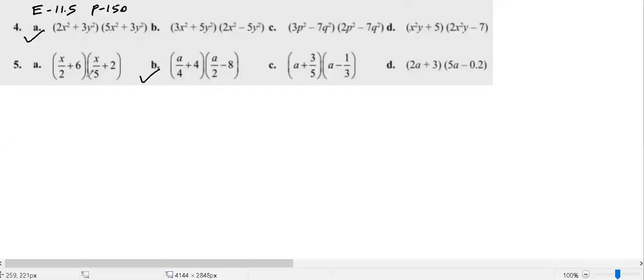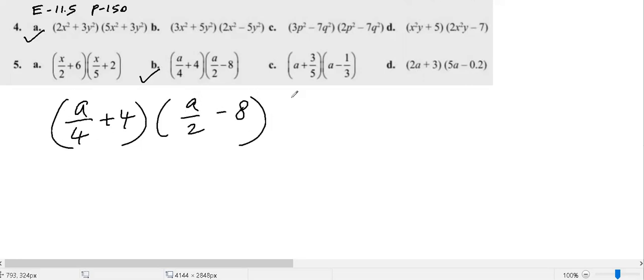Okay, so question number 5b, it says a plus a by 4 plus 4 multiply by a by 2 minus 8. I will multiply this with this. So a into a is a square. 4 into 2 is 8. Then I will multiply this with this. So here plus into minus is minus. 8 divided by 4 is 2. And this a will be as it is.